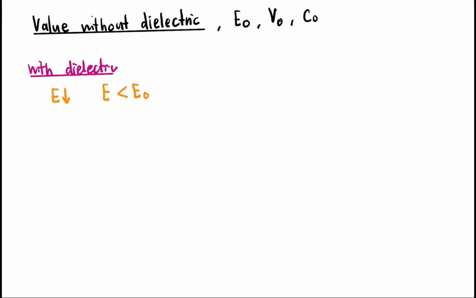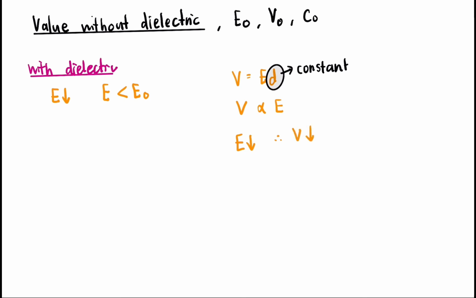Okay, so kita ada equation V equal to Ed. Okay, as we didn't do anything to the separation between the plates, so ini adalah constant. So as that is constant, V is directly proportional with E. So electric field with the dielectric is decreasing. So as E decreases, therefore the potential difference between the plates also decreases.